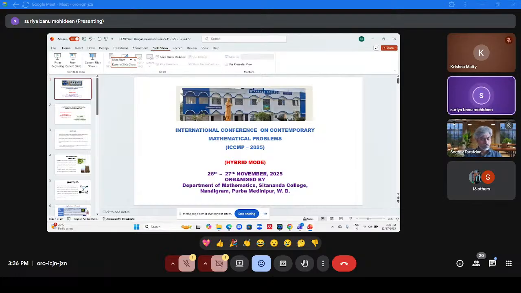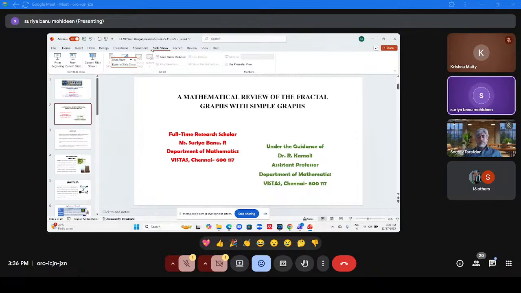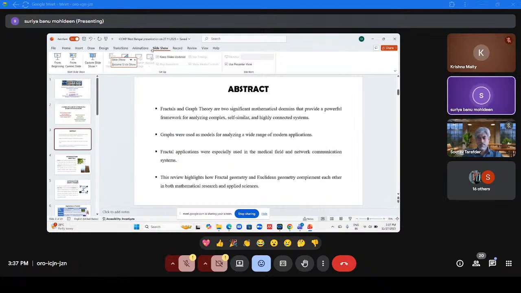Good evening, one and all present here. I welcome you all to this wonderful international conference on contemporary mathematical problems organized by the Department of Mathematics, Sitananda College, Nandigram, West Bengal. My paper title is A Mathematical Review of the Fractal Graphs with the Simple Graphs. I am Surya Banu, a full-time research scholar, Department of Mathematics, Vistas, under the guidance of Dr. R. Kamali, Assistant Professor, Mathematics Department, Vistas.